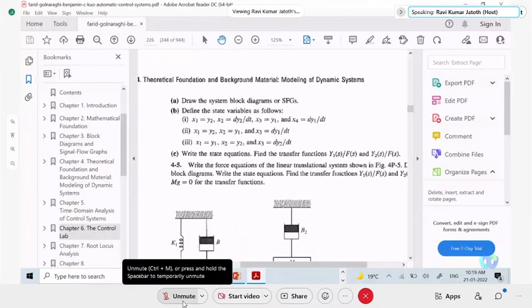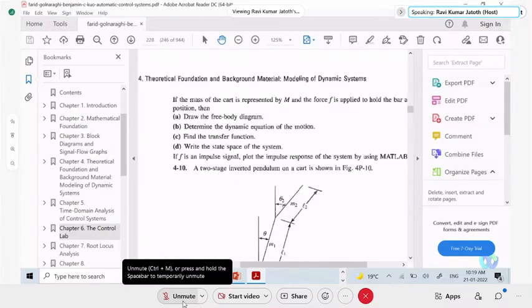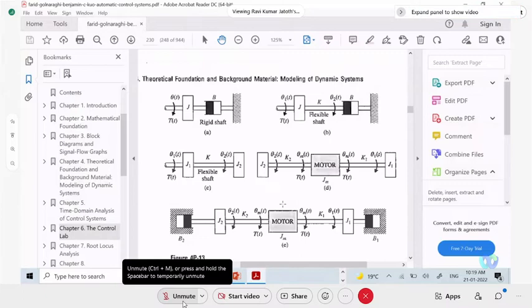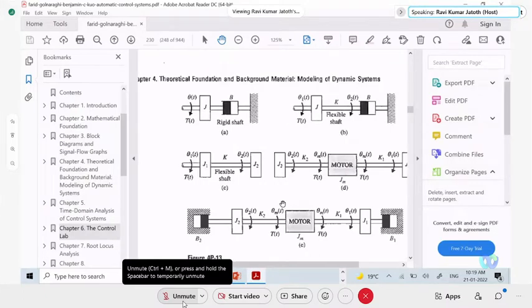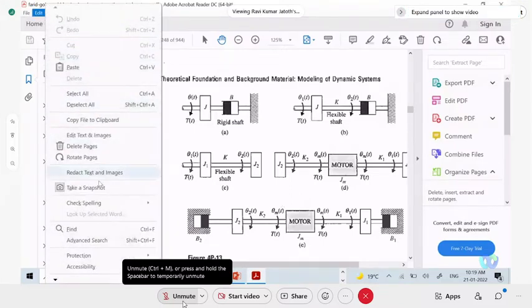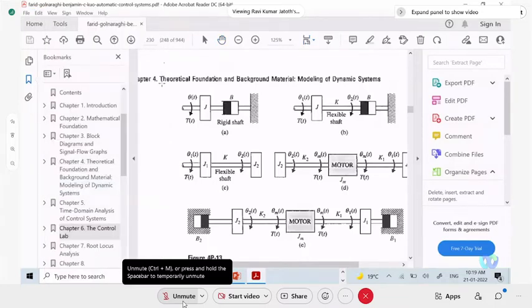Now similarly, this also we have seen. Can you see the screen now? Yes, sir.